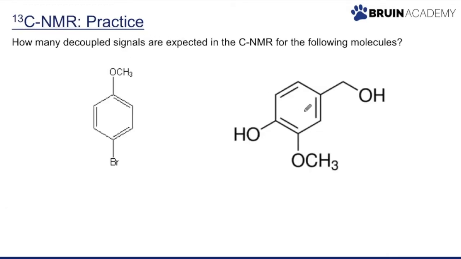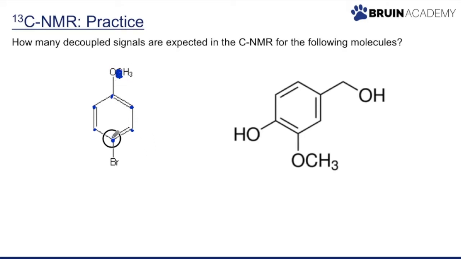So I have here 2 sample molecules. We're going to answer the question that is asked here, and it says, how many decoupled signals are expected in the carbon NMR for the following molecules? So let's take a look here, and again, we want to count how many carbons are equivalent to each other and how many groups of non-equivalent carbons we have. So I'm going to go through and indicate the carbons in the molecule so you can see this better.